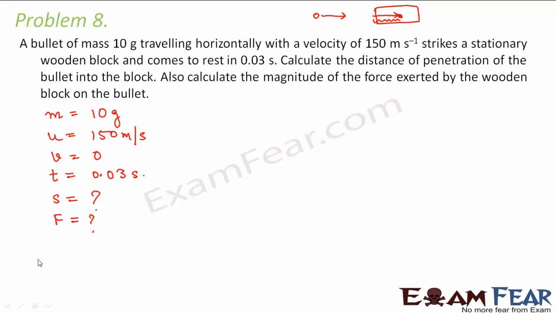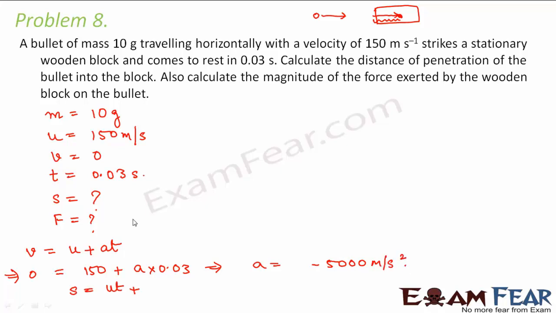Now using the first equation of motion, we know that V is equal to U plus AT, right? So from this we can say 0 is equal to 150 plus A into 0.03. So from this we can calculate A as minus 5000 meter per second square. So this is the acceleration. So using this we can say S is equal to ut plus half AT square. So this is equal to 150 into t, that is 0.03, plus half into acceleration is minus 5000 into t square, that is 0.03 whole square.